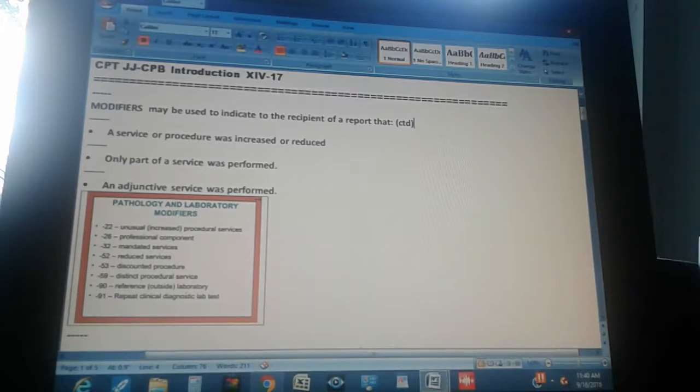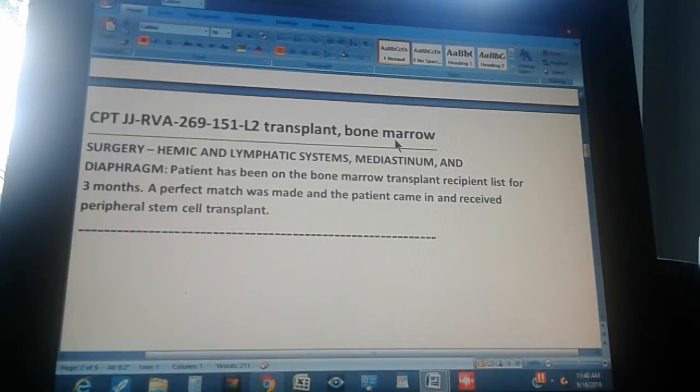Now let's do a problem. Ready, set, go. CPT JJ-RVA, page 257, problem 70. Sorry, I made it wrong at first. It's a level 2 because it's a little difficult to understand, and the title is transplant of a bone marrow, right? And the text reads like this.